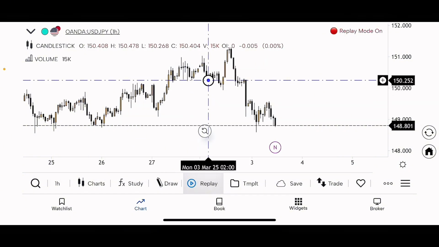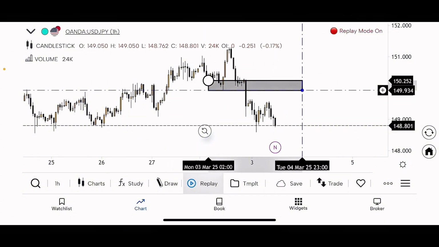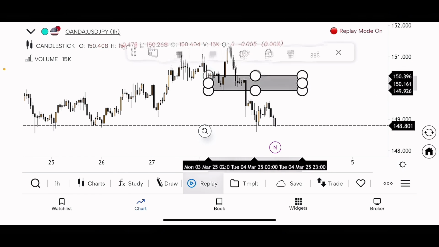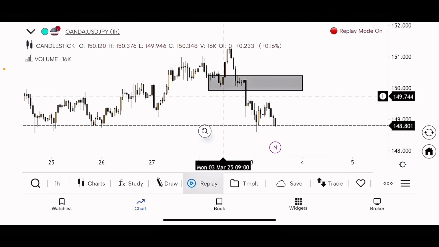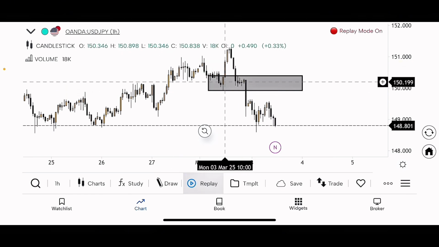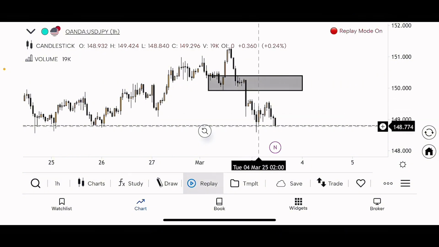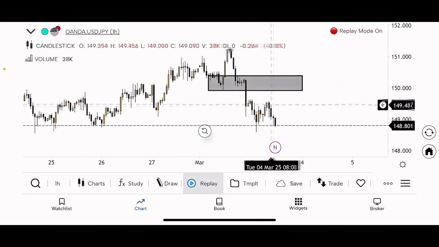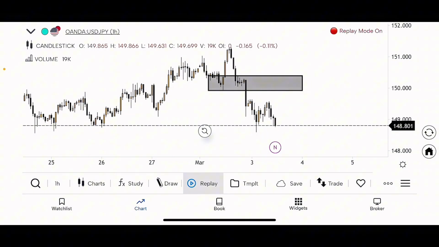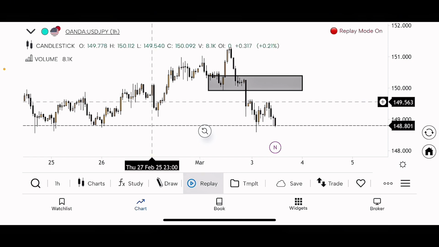So as you can see, this is a valid demand zone here. So this is a valid demand zone. So what happened? It was violated. Then what? I want to see an inducement. Do we have an inducement? Obviously, we have one. We can see the market created one.